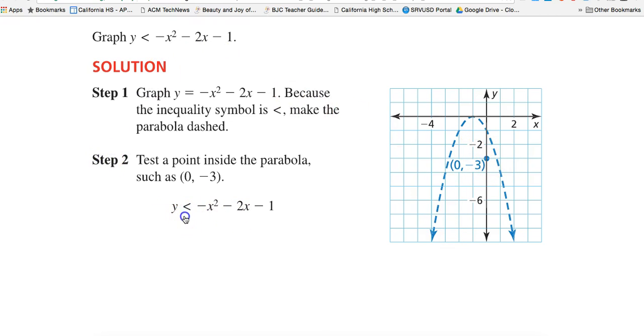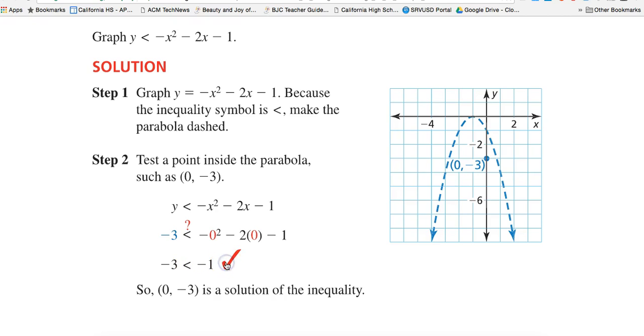So if we take our original equation and plug in negative 3 for y and 0 for x, we end up with a statement that negative 3 is less than 0 squared minus 2 times 0 minus 1. We get negative 3 is less than negative 1, which is a true statement, which means that this is a solution of the inequality, and we're going to go ahead and shade the whole region. So pretty simple here. A couple of things to remember.